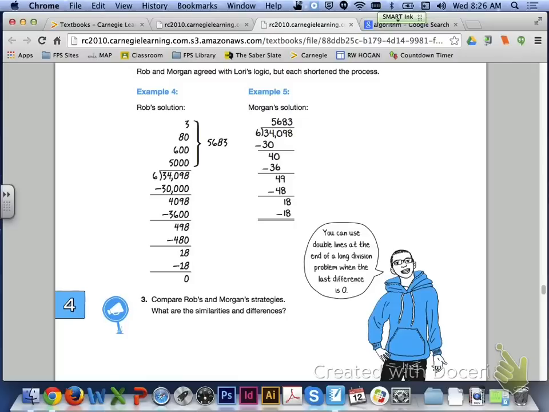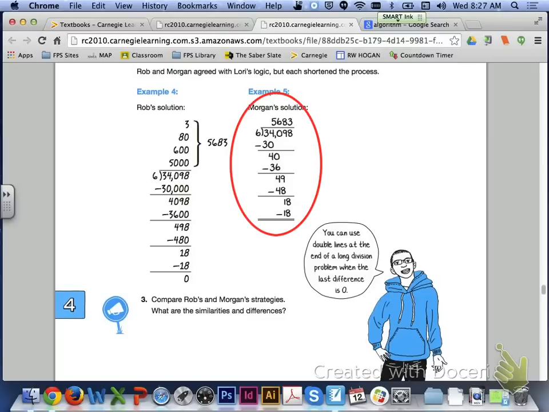With traditional division, Morgan saw that 6 went into 34 5 times. 6 times 5 is 30. When you subtract, you get 4 and bring down your 0. 6 goes into 40 6 times. 6 times 6 is 36. When you subtract, you get 4, bring down the 9. 6 goes into 49 8 times. 6 times 8 is 48. You subtract, you get 1, bring down the 8, and 6 goes into 18 3 times. So your quotient is 5,683.